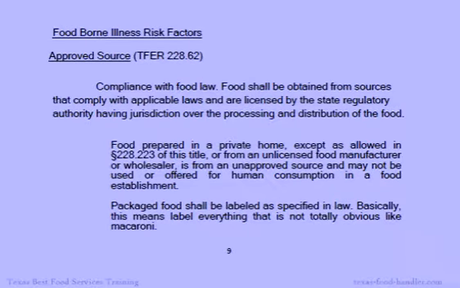Foodborne illness risk factors. Approved source. Compliance with food law. Food shall be obtained from sources that comply with applicable laws and are licensed by the state regulatory authority having jurisdiction over the processing and distribution of the food. Food prepared in a private home, except as allowed in this title, is from an unapproved source and may not be used or offered for human consumption in a food establishment. Packaged food shall be labeled as specified in law. Basically, this means label everything that is not totally obvious, like macaroni.